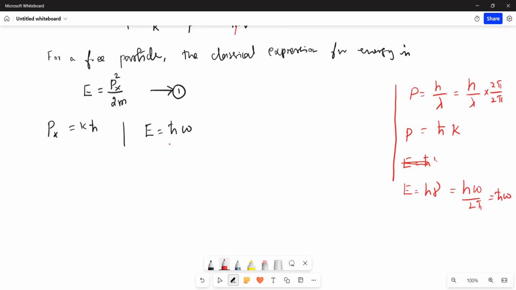So now you need to substitute this energy factor and the momentum factor, both, in equation number 1. If you substitute, what will you get? H cross omega should be equivalent to k square h cross square by 2m. So one h cross cancels. From this, omega is equivalent to h cross k square by 2m. This is equation number 2.